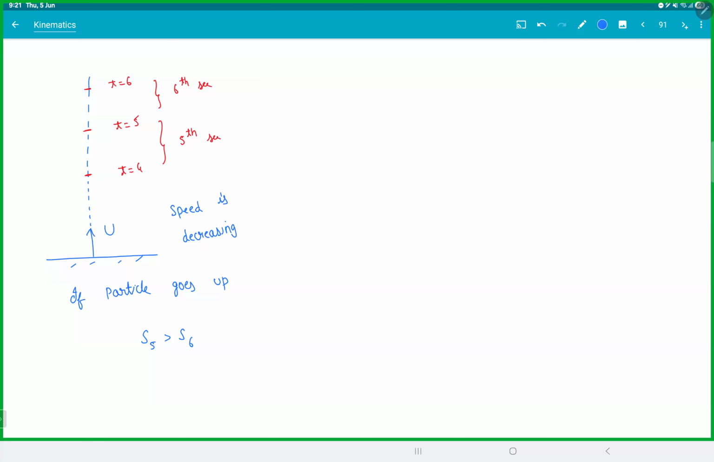You can just finish off mathematically also, but let's see the interpretation of how to do it. So this can't happen. If the particle is going up, you can never have S5 equal to S6. Suppose the particle is coming down. Let's say this is t is equal to 4, this is t is equal to 5, and this is t is equal to 6. While coming down, speed increases. That means you cover more distance as you come down. In this scenario, S6 will be greater than S5.